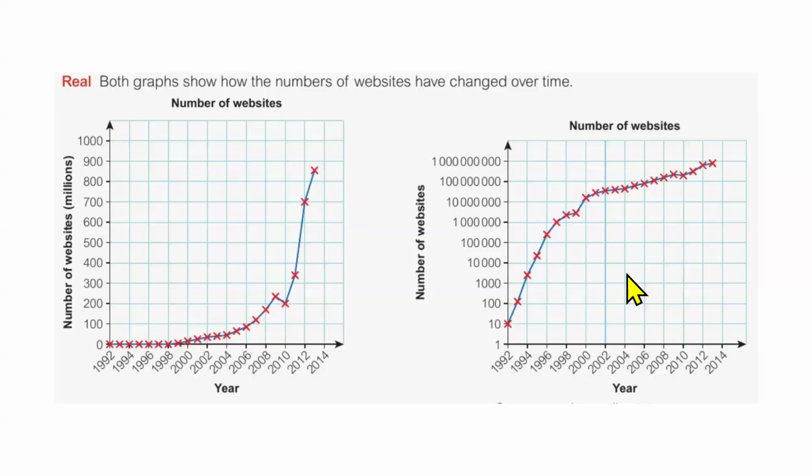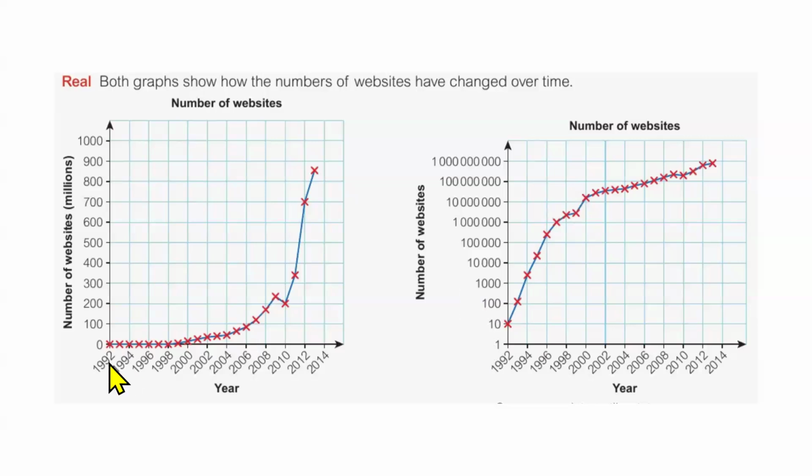As we see on the right side, in 1992 there's only one website, and then multiplied by 10, and then multiplied by 100. So I see that each square, each division, is multiplied by 10. So 10 multiplied by 10 is 100, 100 multiplied by 10 is 1,000. So each step, each square, each division is a multiplication by 10.